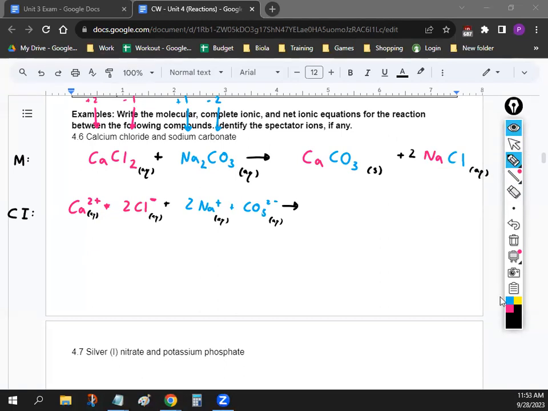Okay, so for the right side of the arrow, the product side, you should just get CaCO3. This one stays together because it's a solid. You don't split this up. And then for the other one, you're going to get 2 Na+ ions, both aqueous, and 2 Cl- ions, which stay aqueous. Remember that you need 2 NaCl, so you get 2 of each of the ions. That was kind of where the trick was. Okay, so that's your complete ionic.